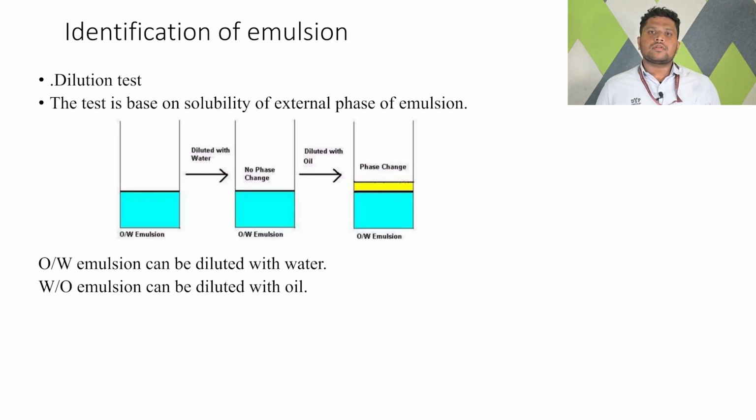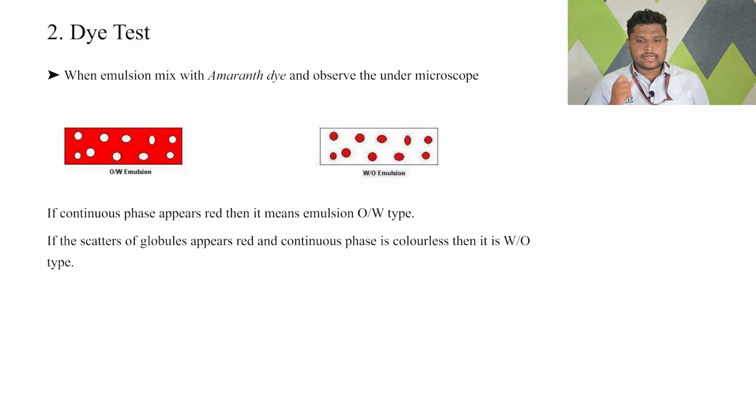Then what happens? No phase change, no phase is changed. The oil in water emulsion just becomes diluted. Then again it is diluted with oil. What happens when diluted with oil? Two different phases appear, oil and water. The final picture shows that the emulsion forms two different phases, that is, a phase change has occurred.